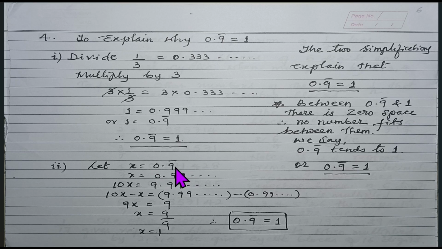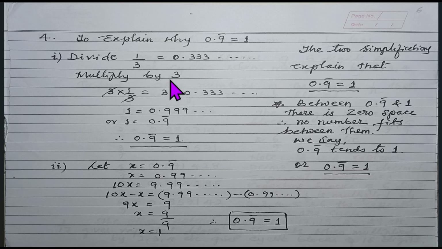If x is equal to 0.9 bar, bring 9 as a whole part here. For that I have to multiply by 10. So 10x is equal to 9.9 bar. The 9 bar cancels. When I subtract x from 10x, I will get 9x, and the 9 bar will cancel. I will get 9, so 9x is equal to 9, or x is equal to 9 by 9, or x is equal to 1, and therefore 0.9 bar, which is x here, is equal to 1.